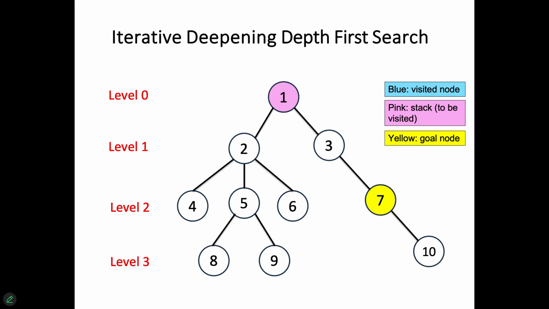So as you see, we have these different levels. This is level 0, this is level 1, this is level 2, and this is level 3, okay? Now, this is the goal node. The goal node is yellow until the last slide. I want you to keep track of the blue and the pink ones and see the iterations and the levels, okay? And see how it works.